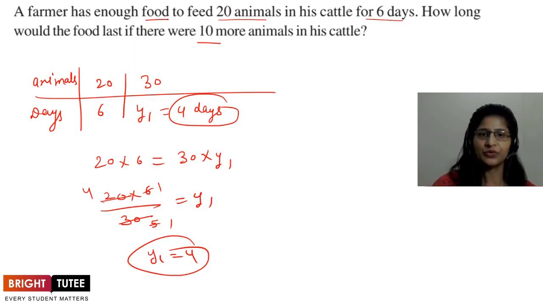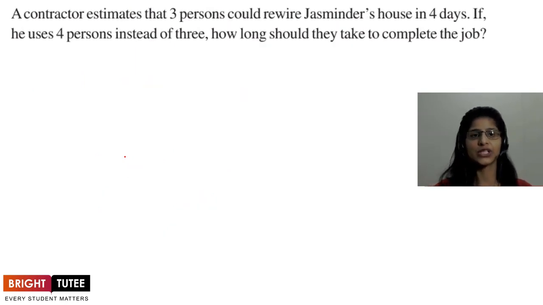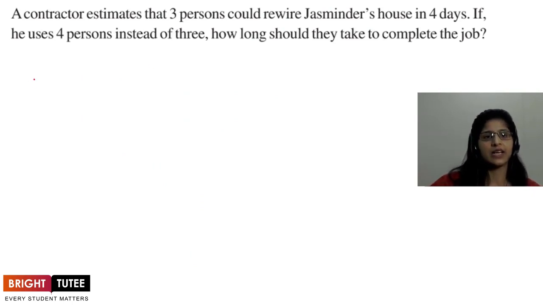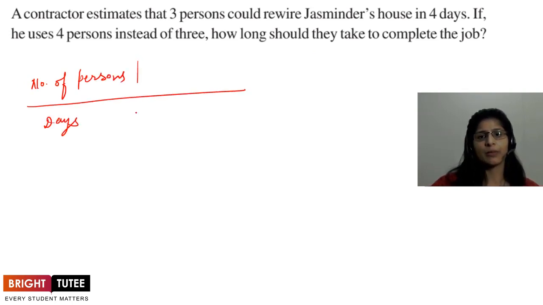Clear? Moving ahead. Here is another good question. It says there is a contractor. He estimates that 3 persons could rewire Jaswinder's house in 4 days. Right? So we will write number of persons and the days or the time taken by them. So number of persons is 3 and they take 4 days to rewire the complete house. Now they are saying if he uses 4 persons instead of 3, how long will it take to complete the job?